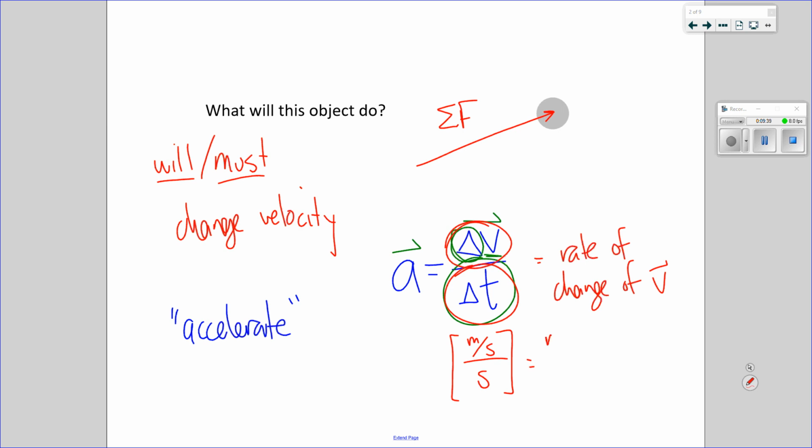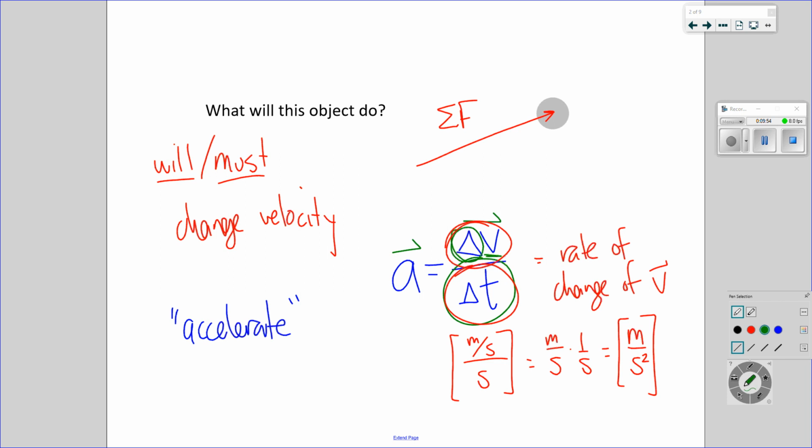Well, you could write that as meters per second times 1 over seconds, says the rules of fractional algebra, I guess you'd call it. And that's expressible as meters per second squared. That's the more standard units of acceleration. But in my opinion, these make it easier to talk about what acceleration means. It's how fast velocity changes, by what number of meters per second each second. Okay? So this object will accelerate.